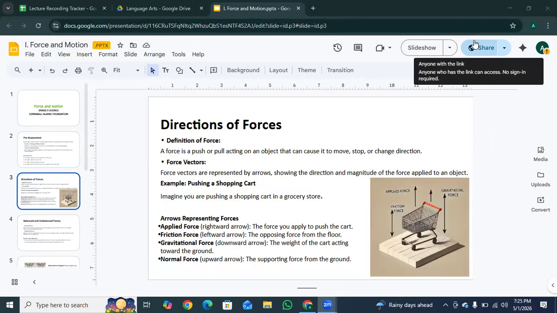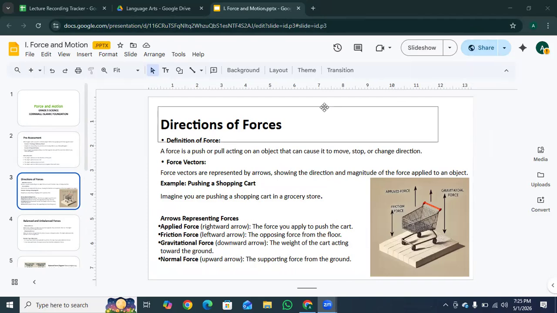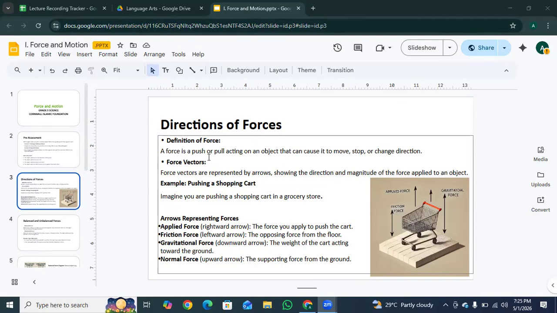The next one is direction of forces. First, you have to know the idea of force. Let's discuss the definition of force. A force is a push or pull acting on an object that can cause it to move, stop, or change direction. So basically, a force is just a push or a pull. It is what makes things move, stop, or change direction.